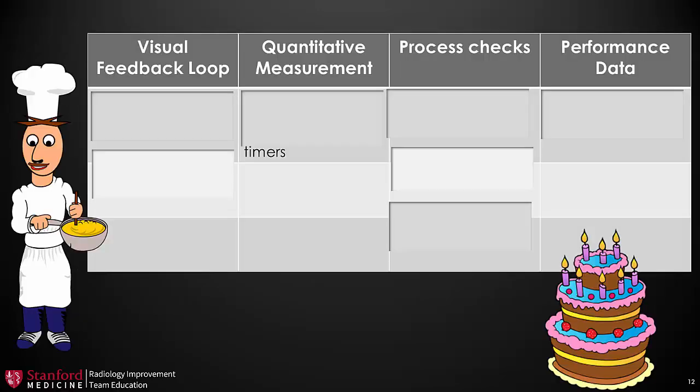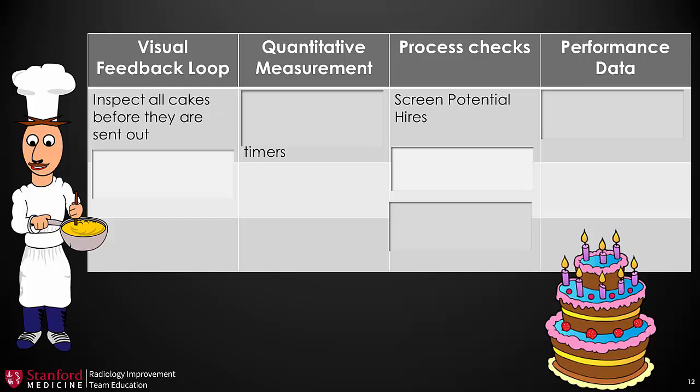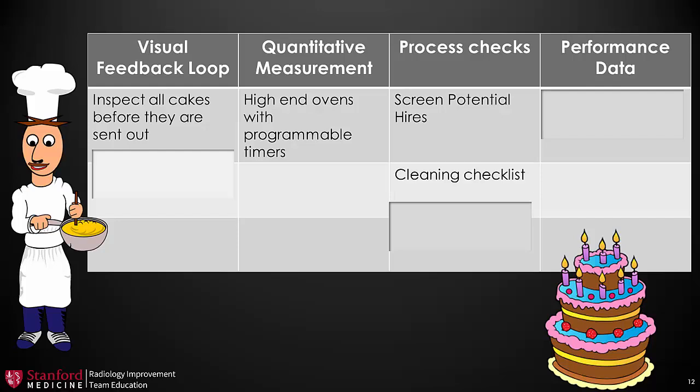Going back to the bakery business, you will likely implement many process controls. So let's put them into some categories. You may screen all of your potential hires to make sure that they have the requisite skills. You may have a supervisor inspect all cakes before they are sent out to the customer. You may purchase high-end ovens with convection heating and programmable timers to optimize cook time and temperatures. You may put in a checklist when cleaning the kitchen.